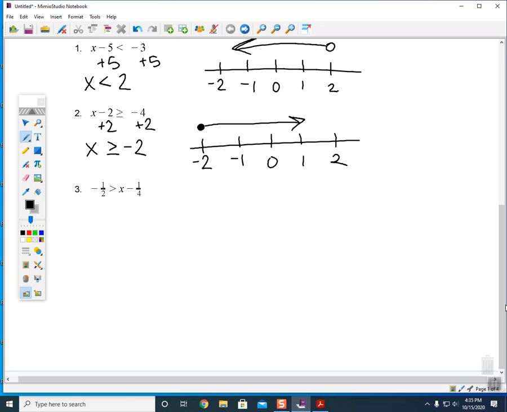This one's pretty simple, because my common denominator is just going to be 4. So I could rewrite this as negative 2 over 4, which is the same thing as 1/2, is greater than x minus 1/4. Now I'm going to add 1/4 to both sides to get rid of it. I have negative 2/4 plus 1/4, which gives me negative 1/4. So I have negative 1/4 is greater than x. Get my graph out here.